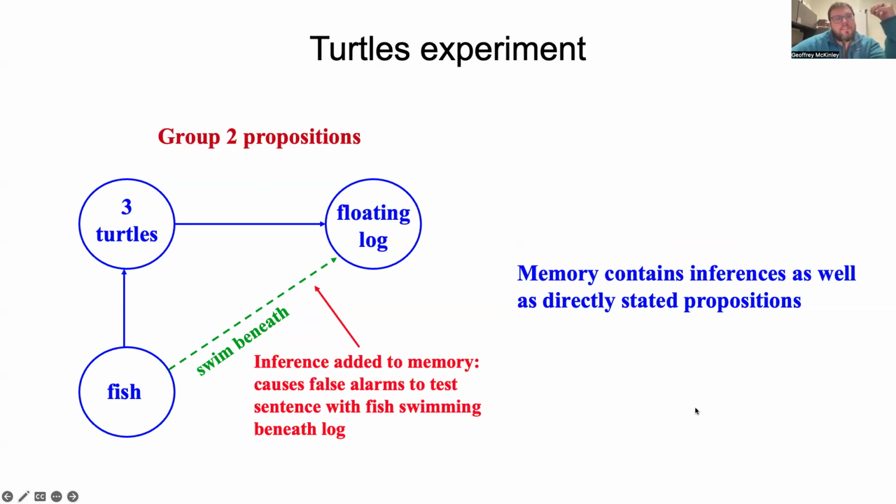And this is the inference that gets added to memory, which causes false alarms to the test sentence with the fish swimming beneath the log, right? And this shows us that our memory doesn't just contain directly stated propositions, but we also remember inferences. Okay.